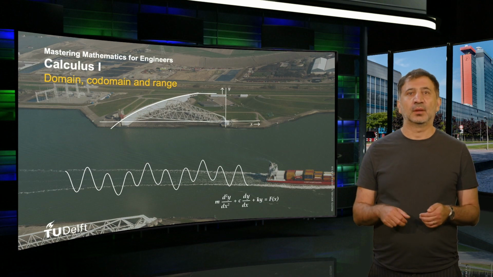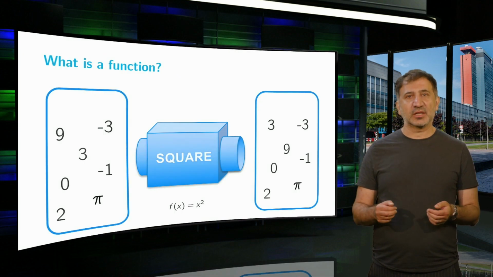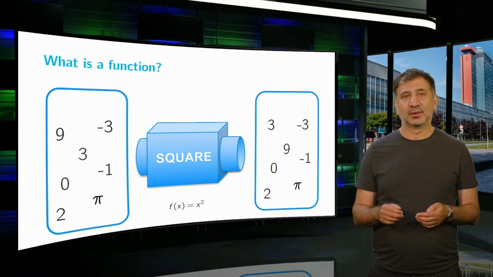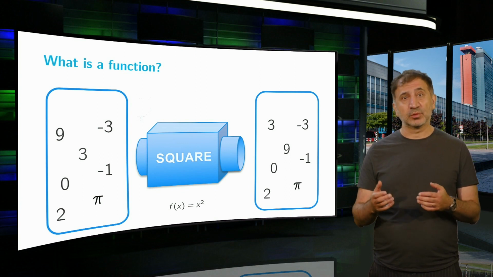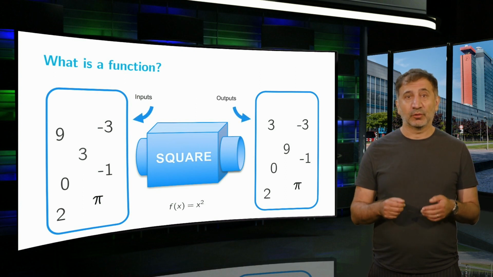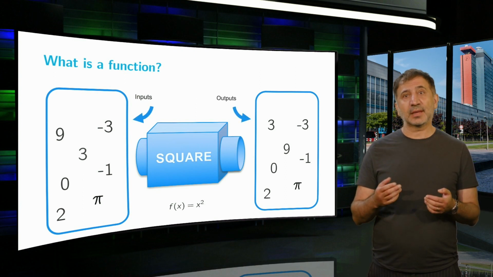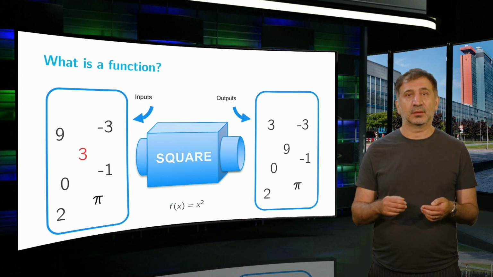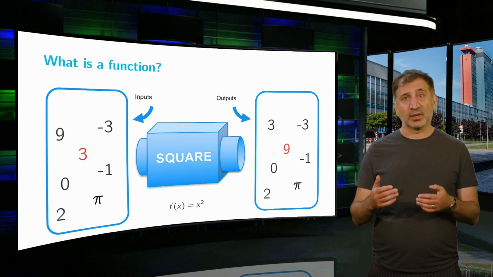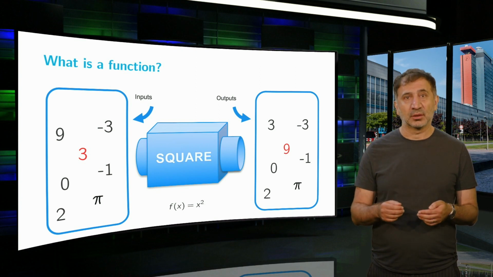Welcome. We are familiar with the general concept of a function. A function can be seen as a machine that transforms an input to an output. For example, the function square takes the input 3 to the output 3 squared equals 9. Let's review the terminology related to functions.